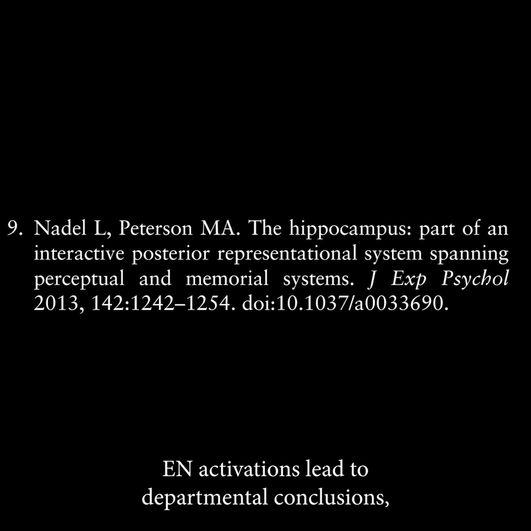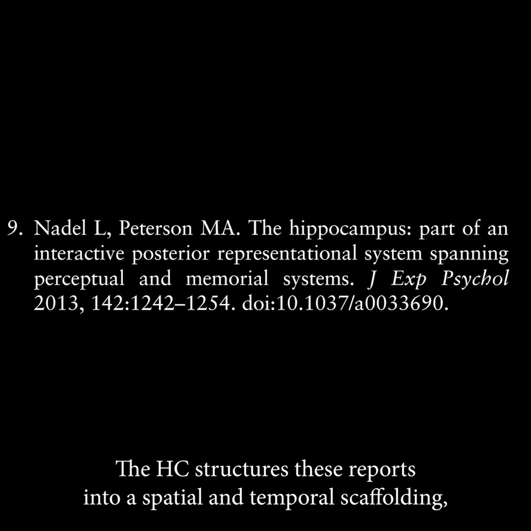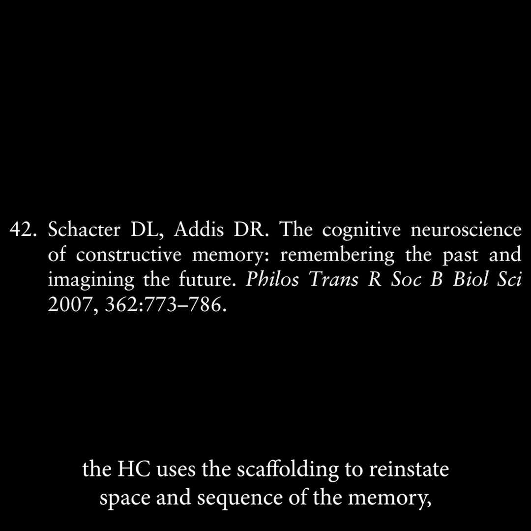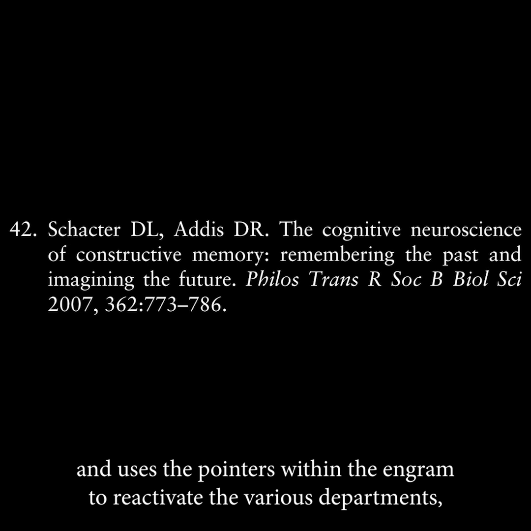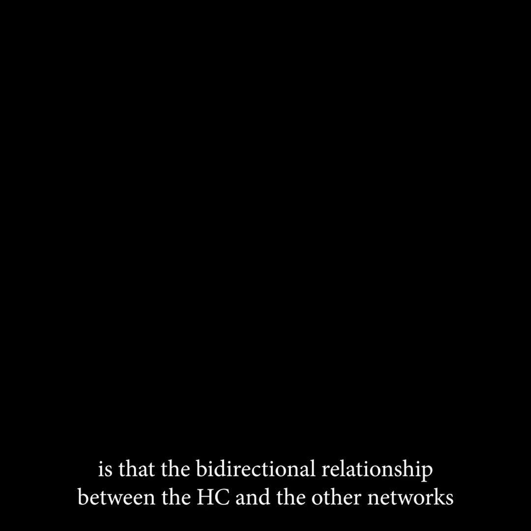EN activations lead to departmental conclusions, which are sent as reports to the HC. The HC structures these reports into a spatial and temporal scaffolding and then binds them into an episodic memory engram for possible future recall. Upon recall, the HC uses the scaffolding to reinstate space and sequence of the memory and uses the pointers within the engram to reactivate the various departments, thereby creating a new experiencing of the old event. The feedback loop. This article's central hypothesis is that the bidirectional relationship between the HC and the other networks is a continual feedback loop.